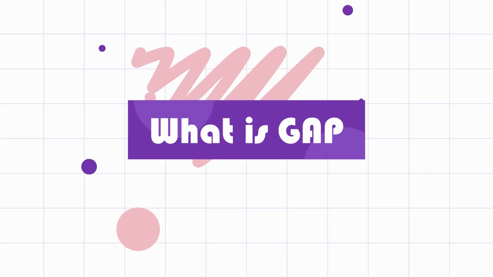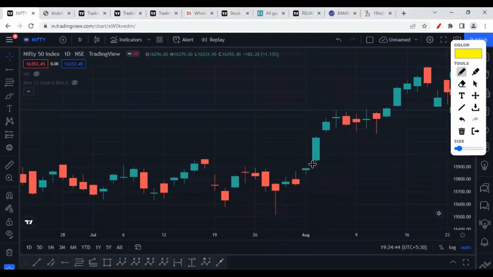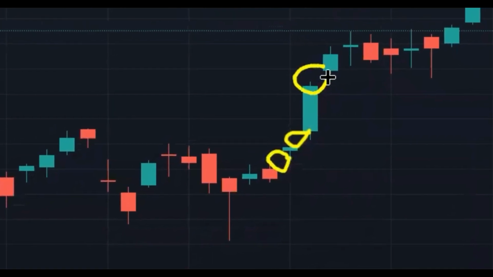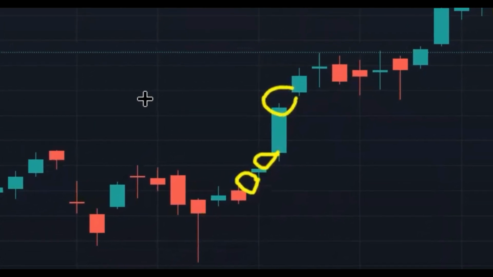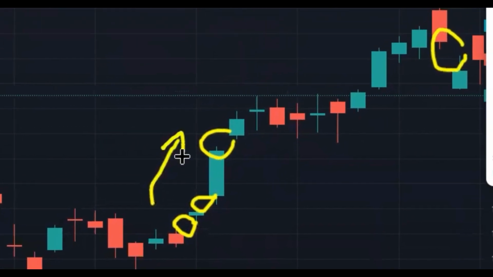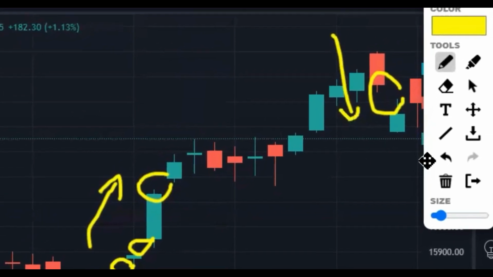Yeah, let's start with the introduction. What are the gaps? So gap is nothing but an empty hole on your chart. Okay, so this is an empty hole. So these all things are gaps. So a stock either opens gap up or gap down. So in this case, it was a gap up as it was going up. And in this case, it was a gap down as it is going downside.